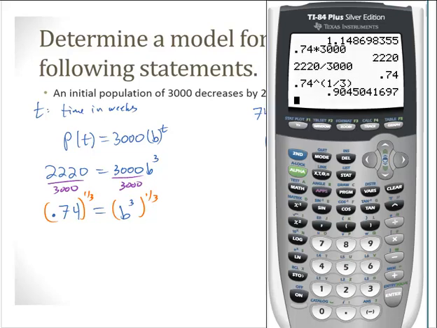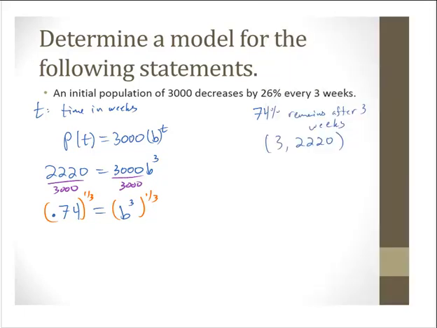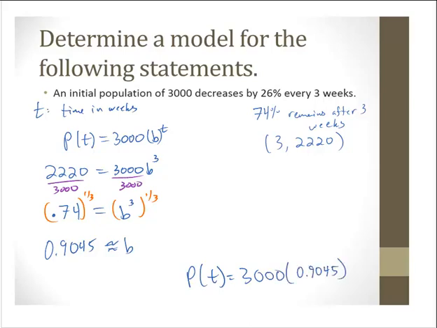Take that to 4 places, that's 0.9045. So b is approximately 0.9045. So our function then would be P of t is 3,000 times 0.9045 to the t. Again, a decreasing exponential, an example of exponential decay.